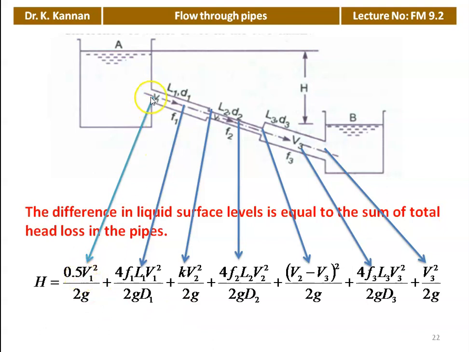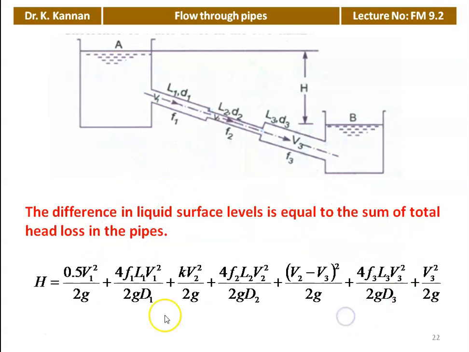So the first one is the entrance of the pipe, the second one is the major loss in pipe 1, then the minor loss for the sudden contraction and the major loss for pipe 2, then the sudden enlargement, the minor loss for the sudden enlargement and the major loss in pipe number 3, and the exit loss, the minor loss, in pipe 3. And this is the total head difference. So the sum of all the minor losses and the major losses between A and B, the head between A and B, equals H.